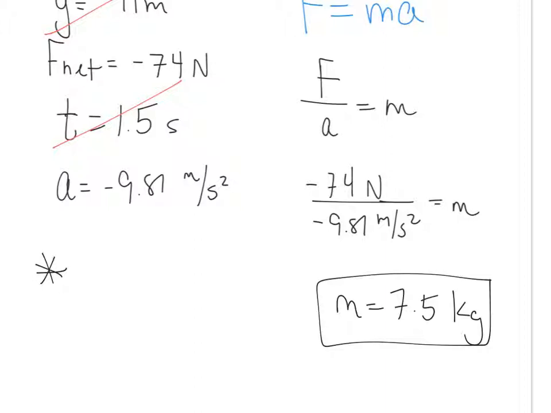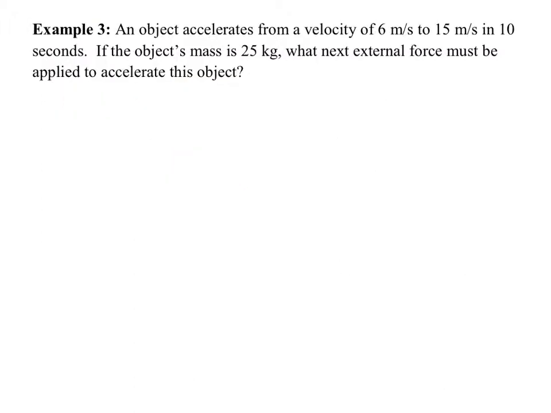Let's look at a third example just so we can incorporate kinematics. That's where an object's motion is changing. It has acceleration, it has a change in velocity. It's got a few different things involved. So we're going to figure out what the force would actually be on this object to accelerate. It goes from 6 meters per second to 15 meters per second.